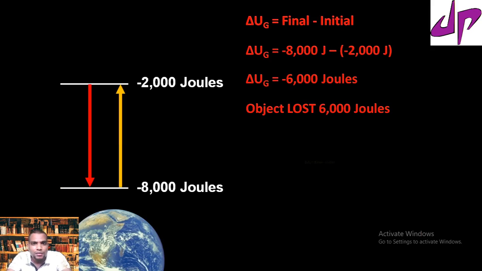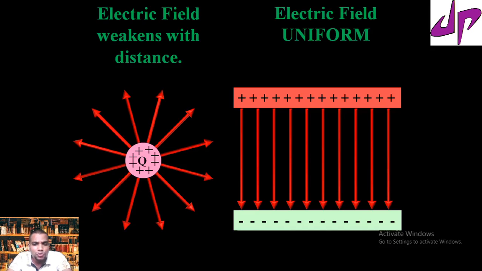Now let's apply the same concept to our electrostatic concepts. This is the uniform electric field. We already know the uniform electric field due to a positive charge, or due to two oppositely charged parallel plates. Now here our conservative force has changed. So what is the conservative force here? The electric force is a conservative force. Strictly, the electrostatic force is a conservative force.